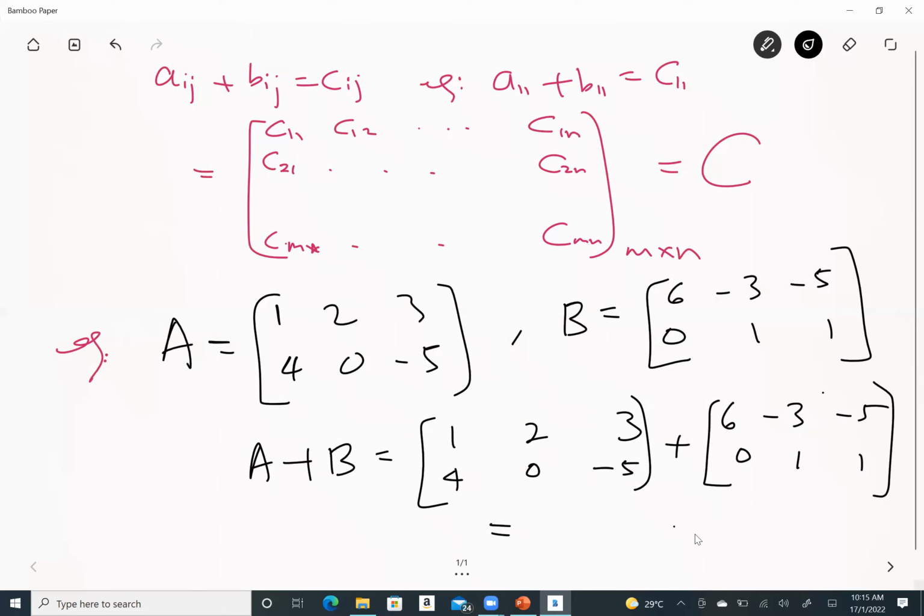So you have 1 plus 6, and that is equal to 7. So I just write here 7. And then you have the corresponding element here, 2 and negative 3. So you got 2 minus 3. All right. So 2 minus 3 is what? Negative 1.